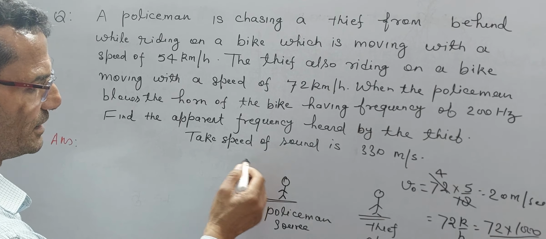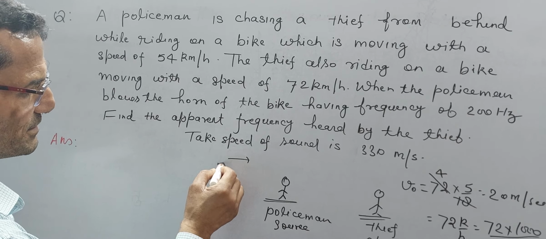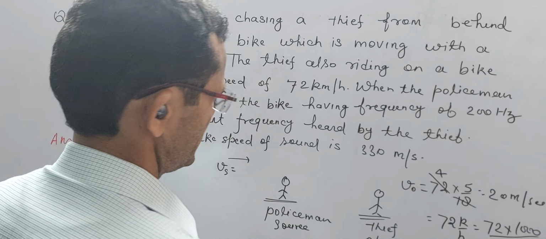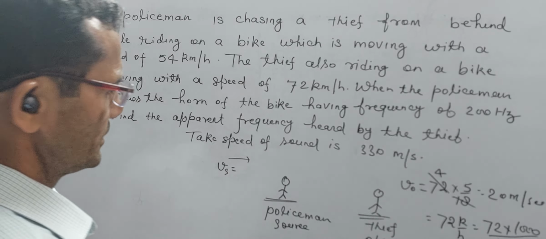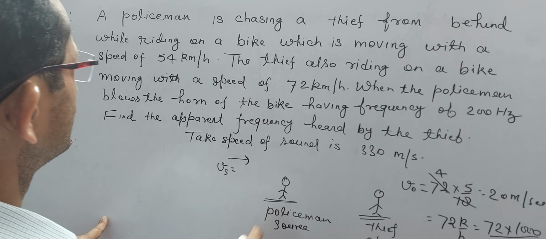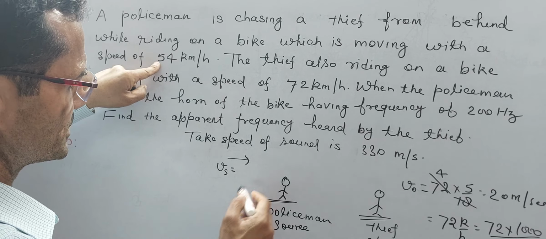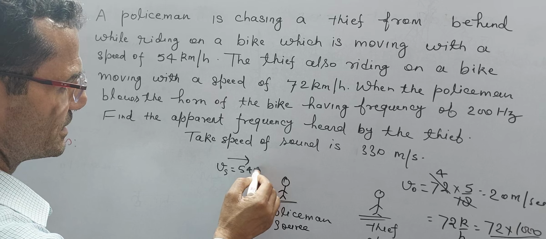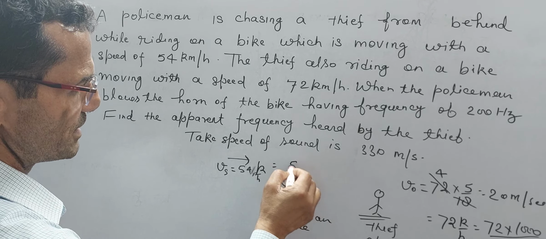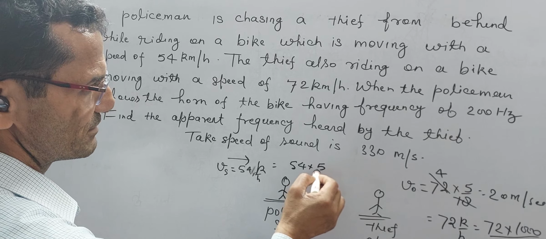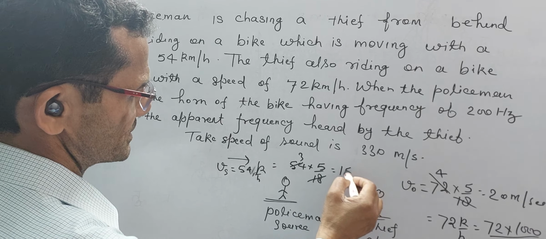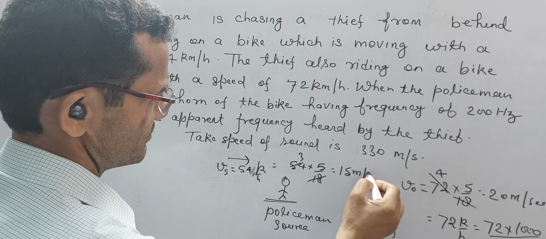Now our source is also moving in the same direction, and the policeman is behind the thief, catching the thief. The velocity of the source, that is the velocity of the policeman, is 54 km per hour. This 54 km per hour should be converted into meter per second. You have to multiply by 5 upon 18. So it comes out 15 meter per second. This is our value, 15 meter per second.